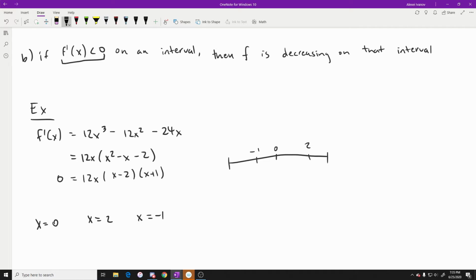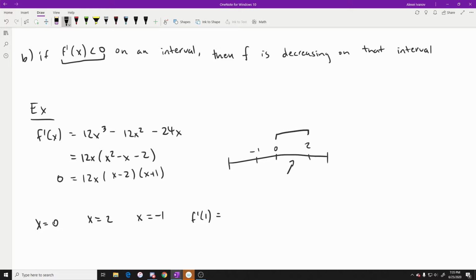So now if we were to take a value between 0 and 2 right there, let's take something like 1. If we were to plug in f prime of 1, we can easily get the sign of the derivative between that interval. And all we have to do is plug in a value between this interval right here, and then the f prime function will give us the value of the slope of the tangent there.